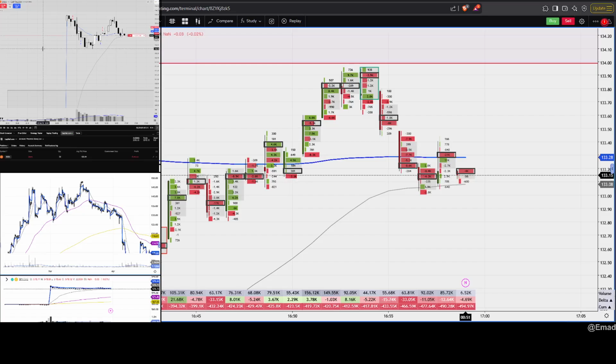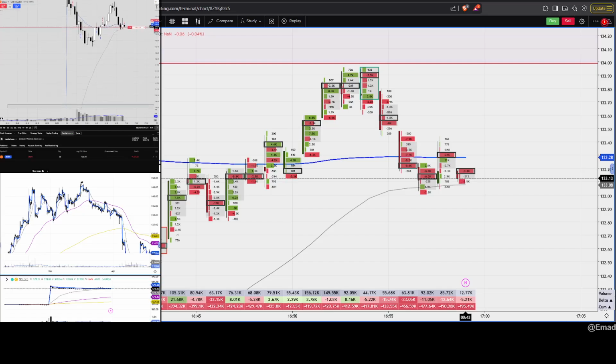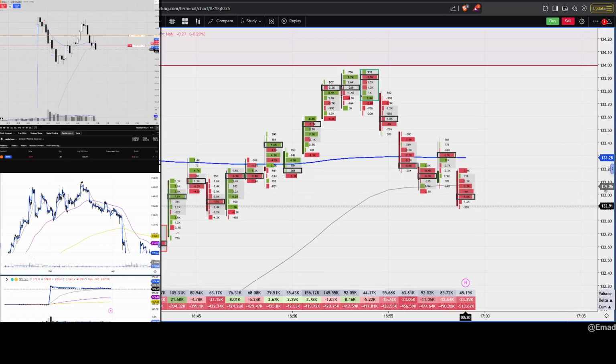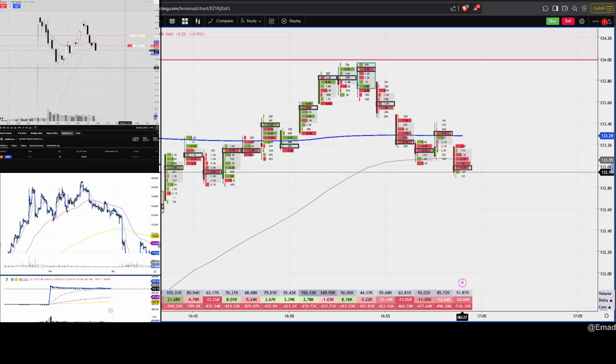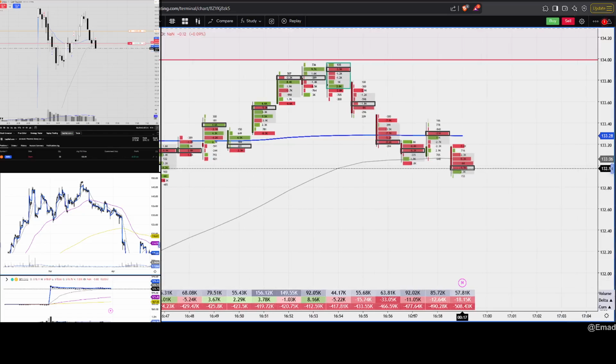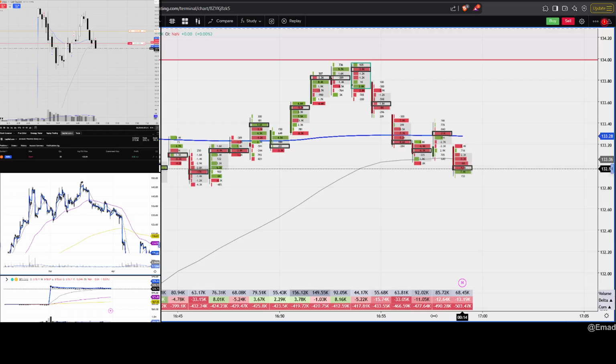Bad entry. I got 133.04. Where do I put my SL? I should put my SL at 133.4, right? Because that means the move that I was planning has failed. If I take this loss, I don't trade anymore. I didn't, successfully, alhamdulillah. Seller aggression is maintained.